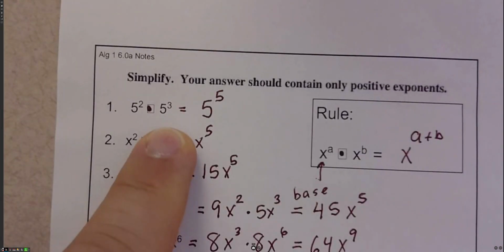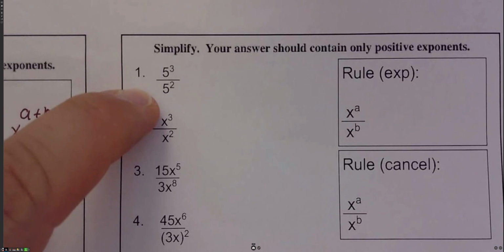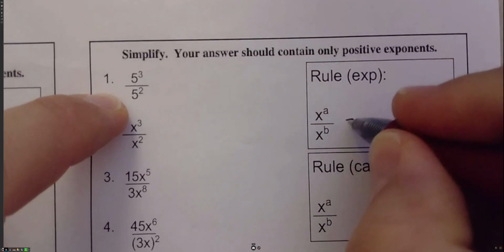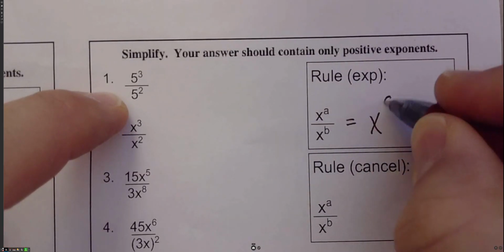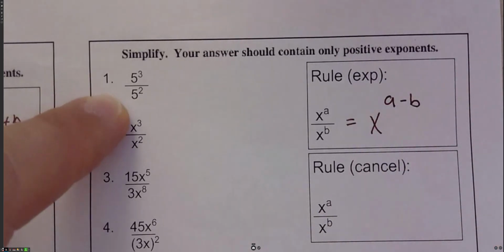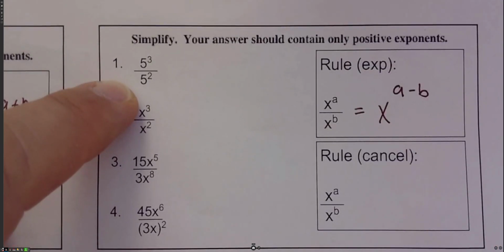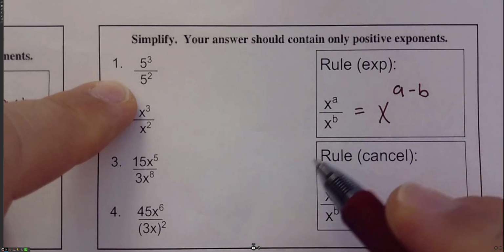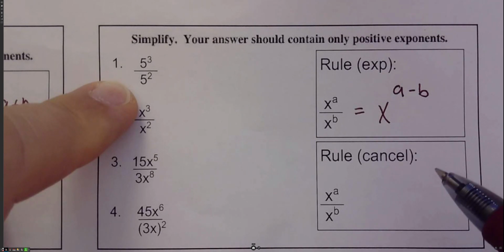Now, if multiplication is adding the exponents, what do you think division is? Subtracting. So this right here ends up being x to the a minus b. I always like to think of it as a cancel method.